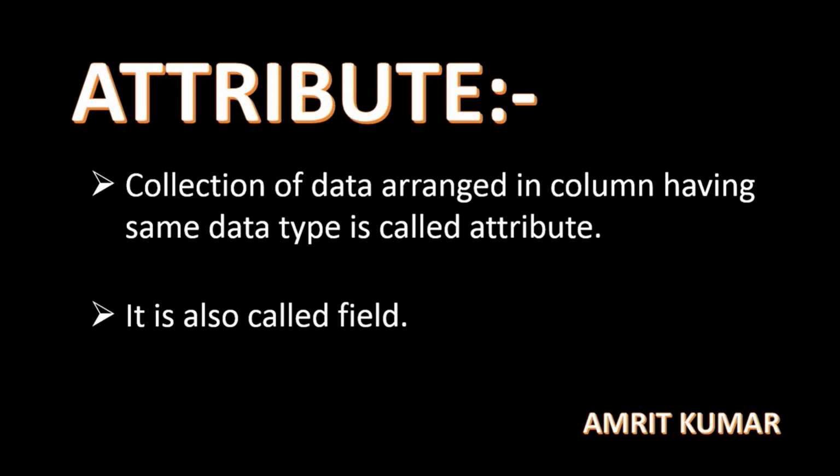So it will contain the collection of the data arranged in the column having the same data type, because the column has the same data type. If SName is a character data type, then it will store all data in the format of character data type. If SContact is in the format of a number, then it will store all the data in the number format. So this is what we call columns or attributes.